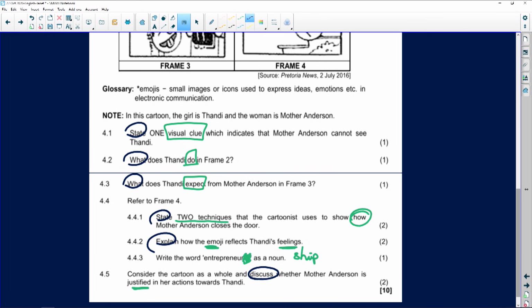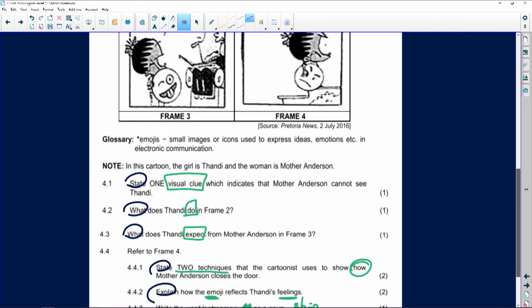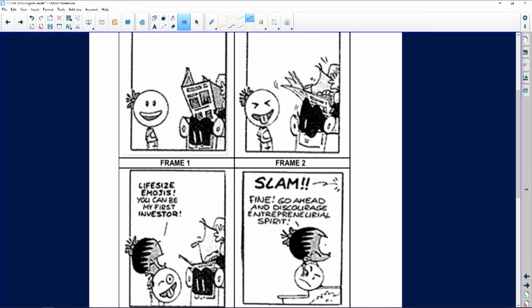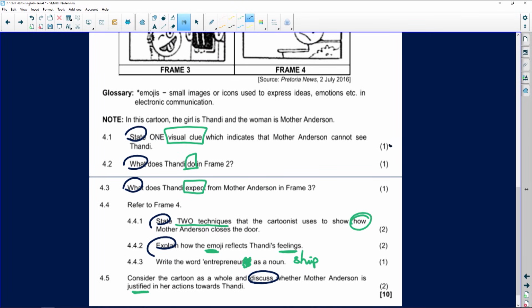So let's see what we can do. State 1 visual clue that she can't see Thandi. Very straightforward. She's got a newspaper in front of her face. Not a problem. 1 mark.